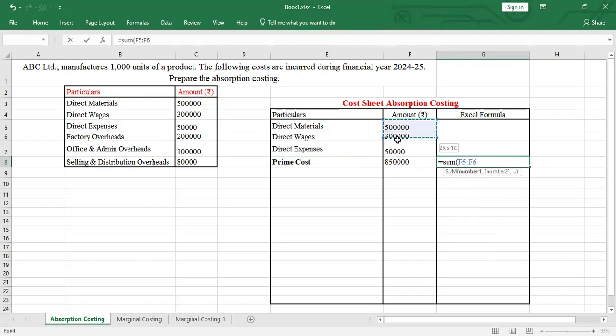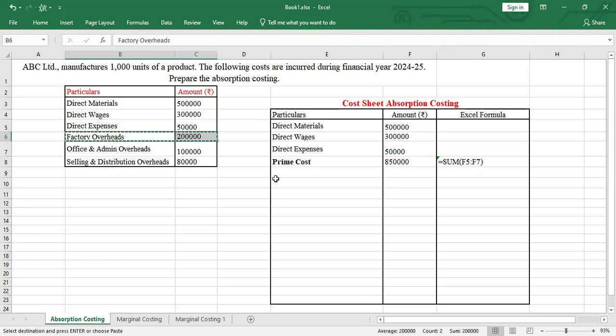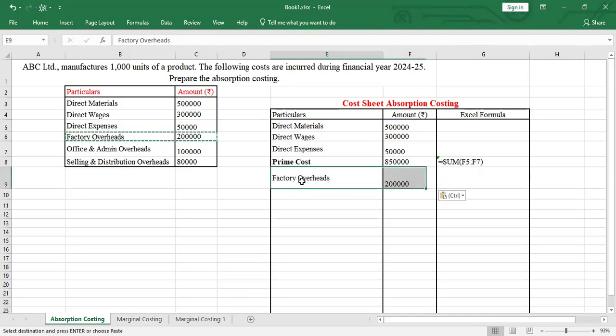open bracket, and include all these things. Then you will be getting sum F5. Apart from that, what we have to do next? Next, we have to add factory overhead. Factory overhead amount we have to add. Add factory overhead.